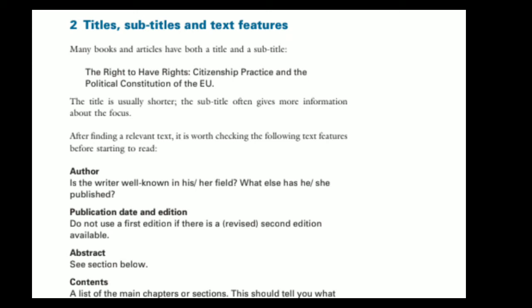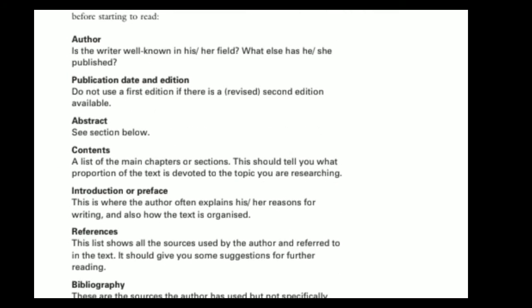Author. Is the writer well known in his or her field? What else has he or she published? Publication date and edition. Do not use the first edition if there is a revised second edition available. Abstract. See section below. Contents. A list of main chapters or sections. This should tell you what proportion of the text is devoted to the topic you are researching.